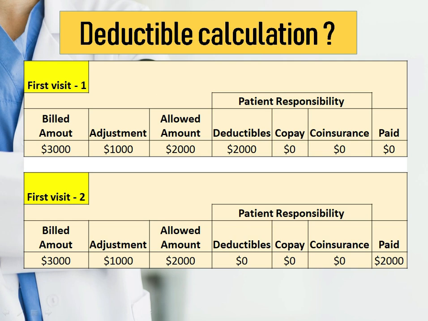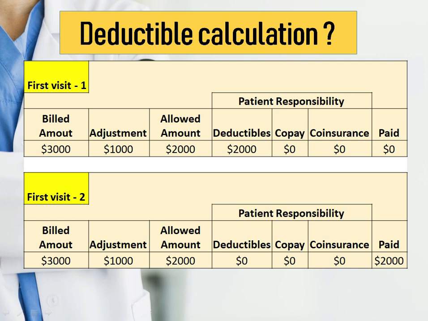So for the first visit, the overall allowed amount for this treatment is $2,000. So the patient has paid $2,000, and there is no paid amount. There is no payment from the insurance company since the patient has a $2,000 deductible. For the same patient, for the same kind of service, he is visiting the doctor for a second visit. Since the patient met the deductible of $2,000, for the second visit, when the bill amount is $3,000 and the allowed amount is $2,000, the insurance company is going to pay $2,000.